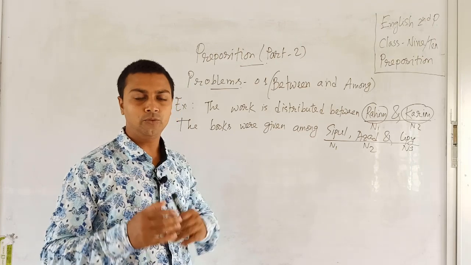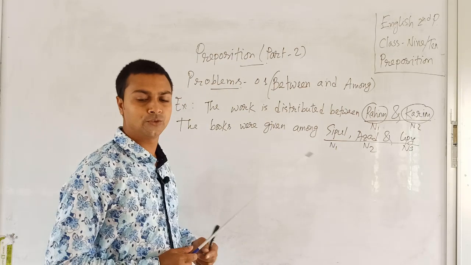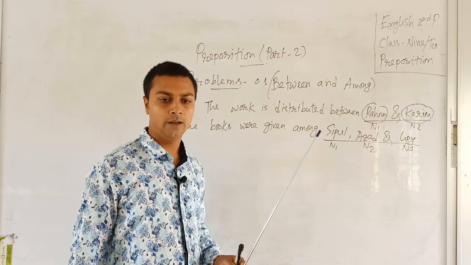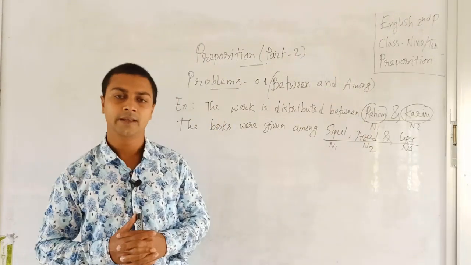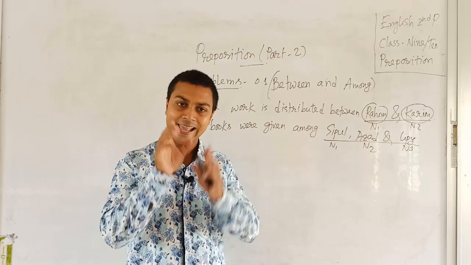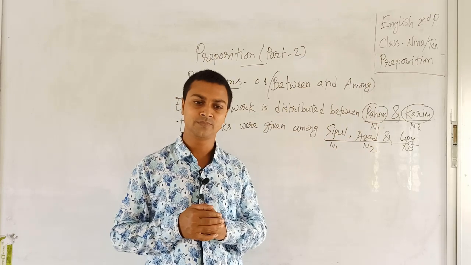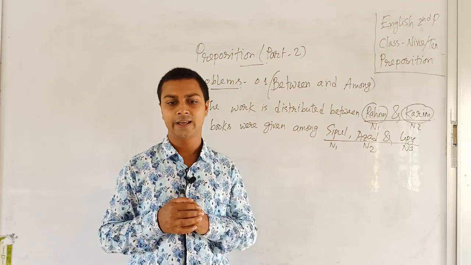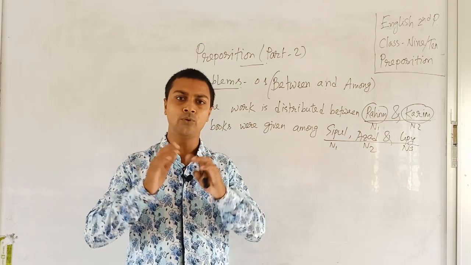Okay, now I would like to discuss problem number 1, between and among. Dear students, remember that between and among have the same meaning. Tar mane ekoi ortho. Between and among er ortho ekoi. But between is used with two nouns, and among is used with three or more nouns or plural nouns.